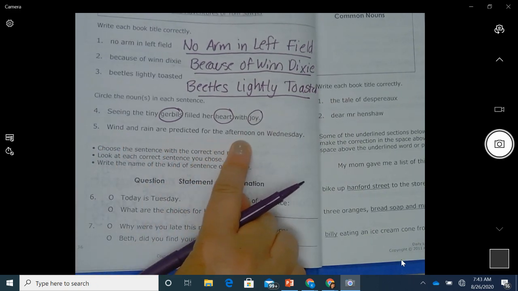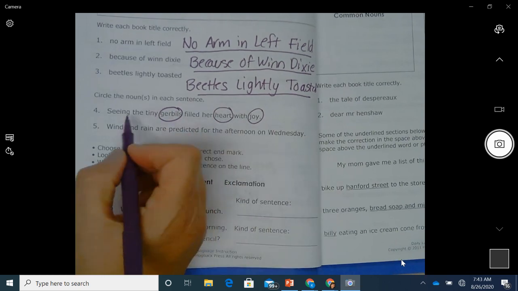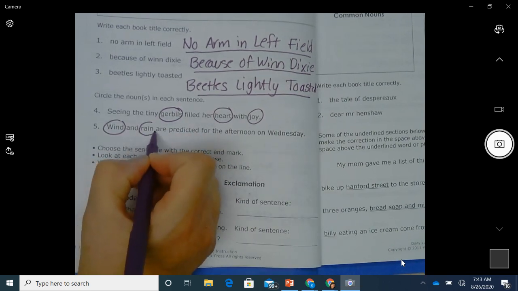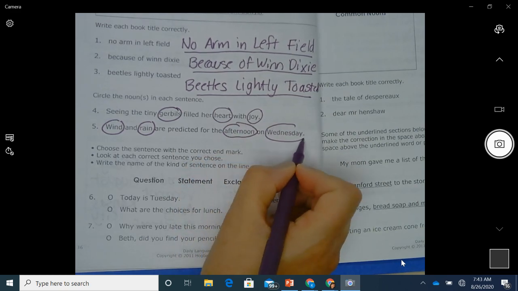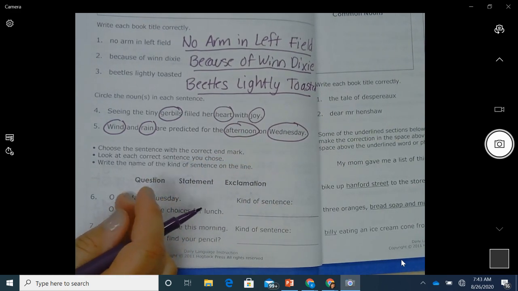Wind and rain are predicted for the afternoon on Wednesday. So I have wind and rain as my common nouns, afternoon is my common noun, and Wednesday is my proper noun for those.